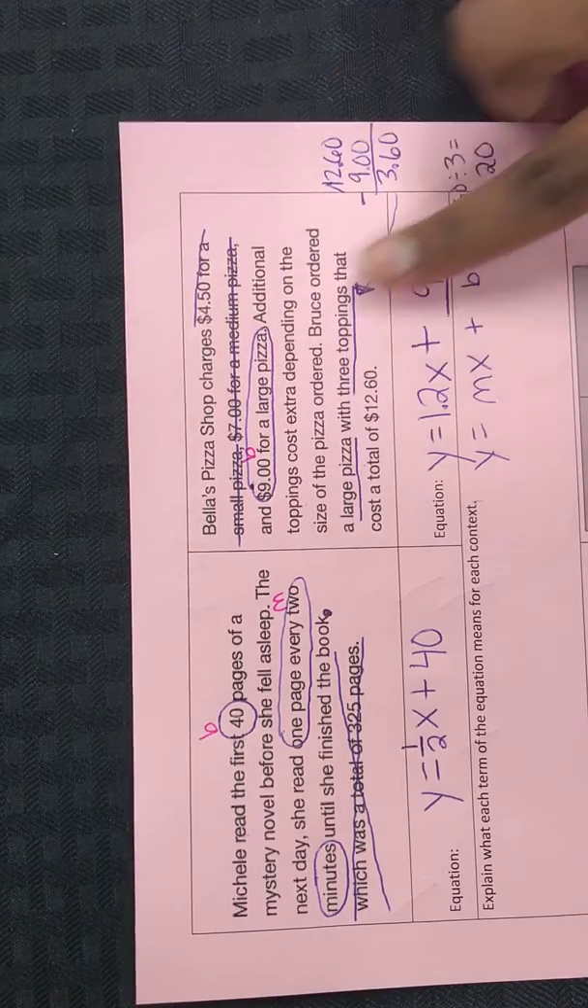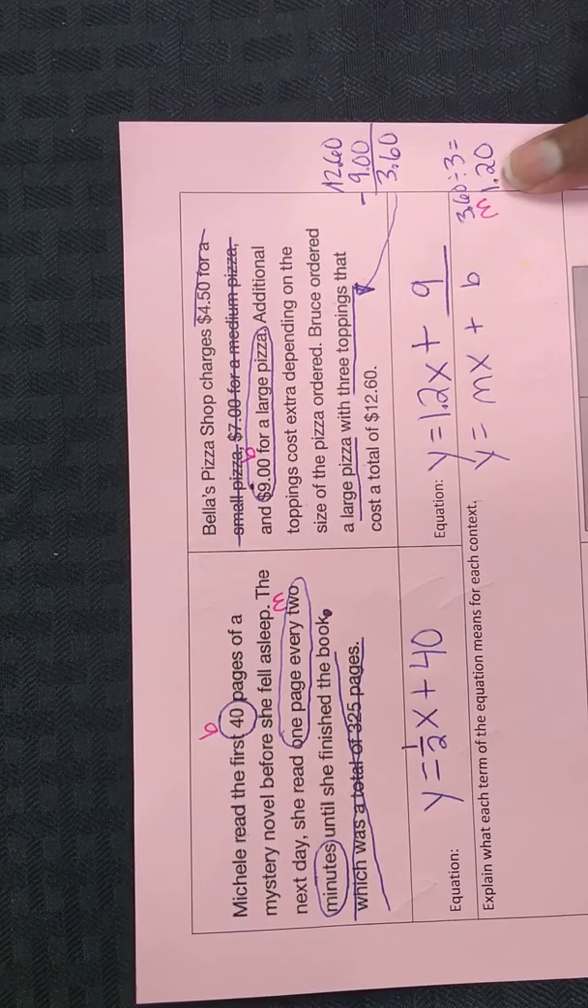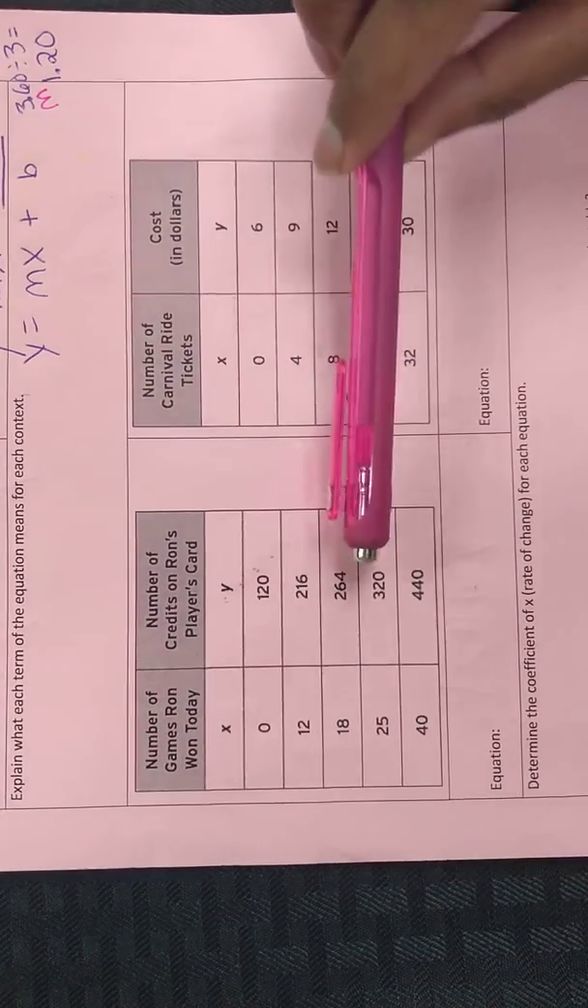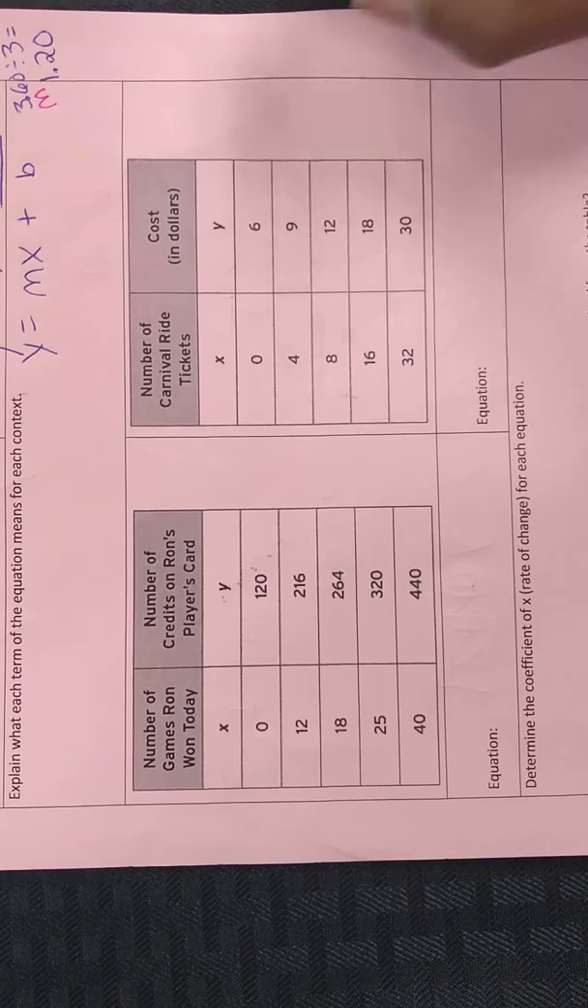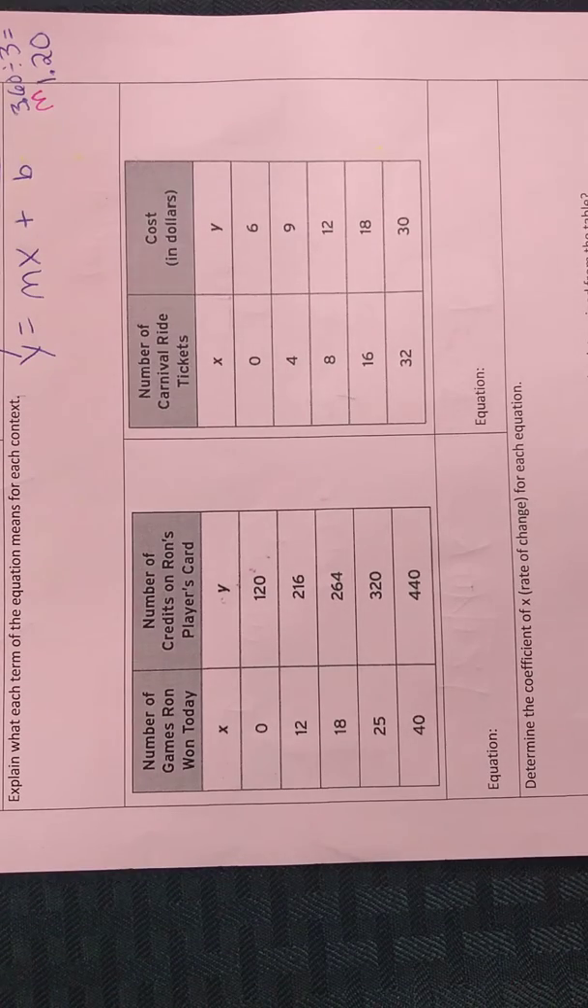It wasn't given to me. I had to work to get that. M was my slope, $1.20. All right, here we go. Let's write these equations without looking at that word bank. I'm sorry, I guess number bank you'd call it.